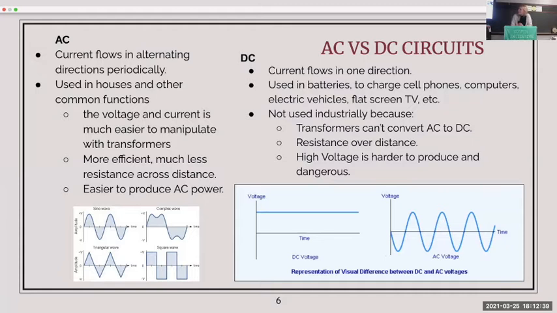There's a couple reasons for this. Voltage and current in AC form are easier to manipulate with transformers, which is what we use to step up and step down electricity. Because of that, it's also more efficient over long distances. If we have a lower current over a long distance, you don't have to use as big wires, so it's safer and just easier. It's also easier to produce AC power, because the way you do it is with a really big electromagnet.